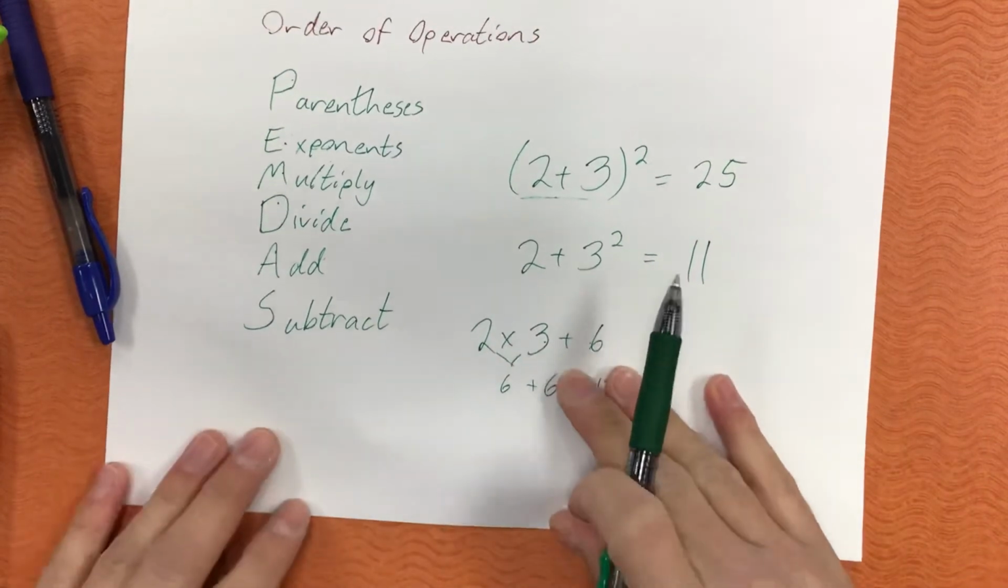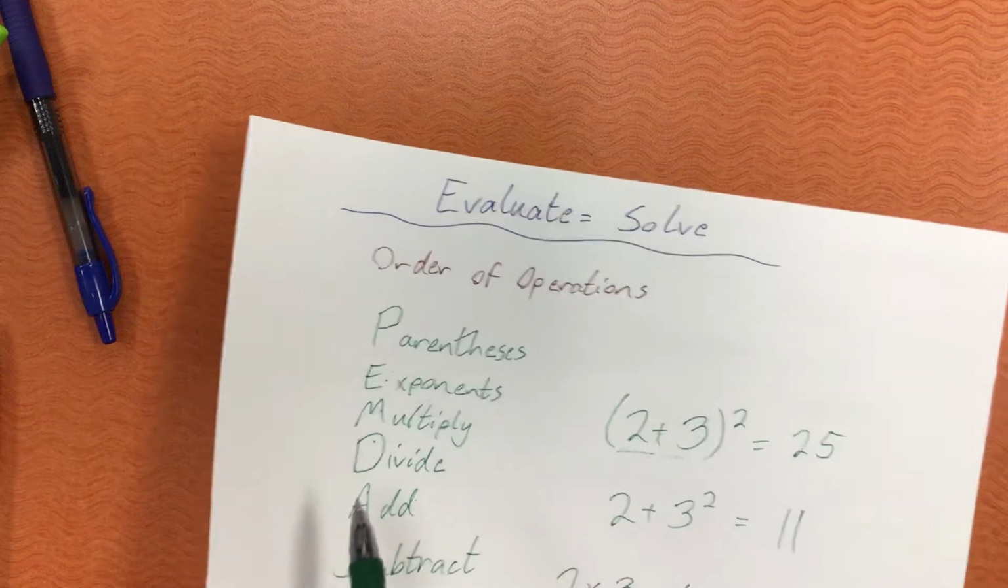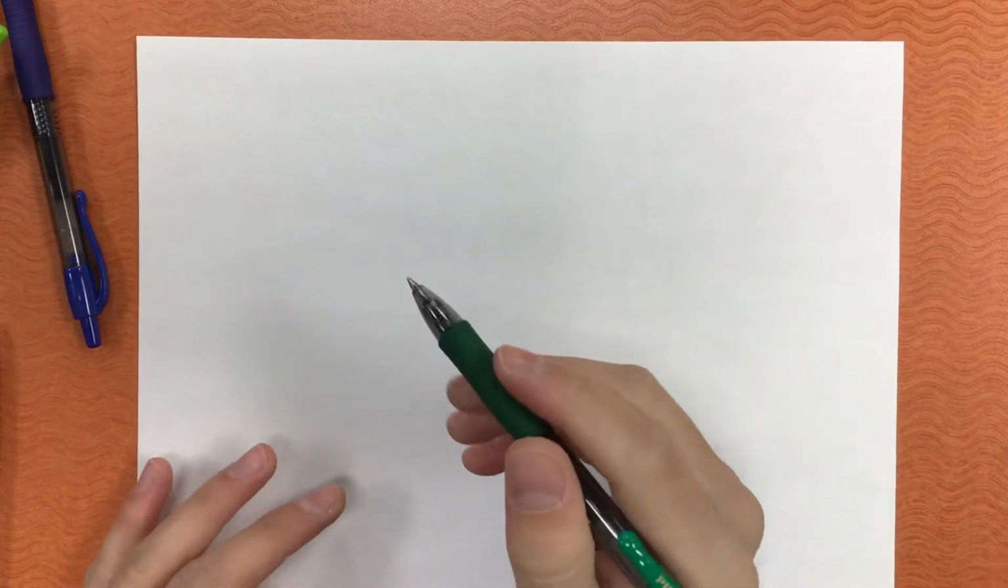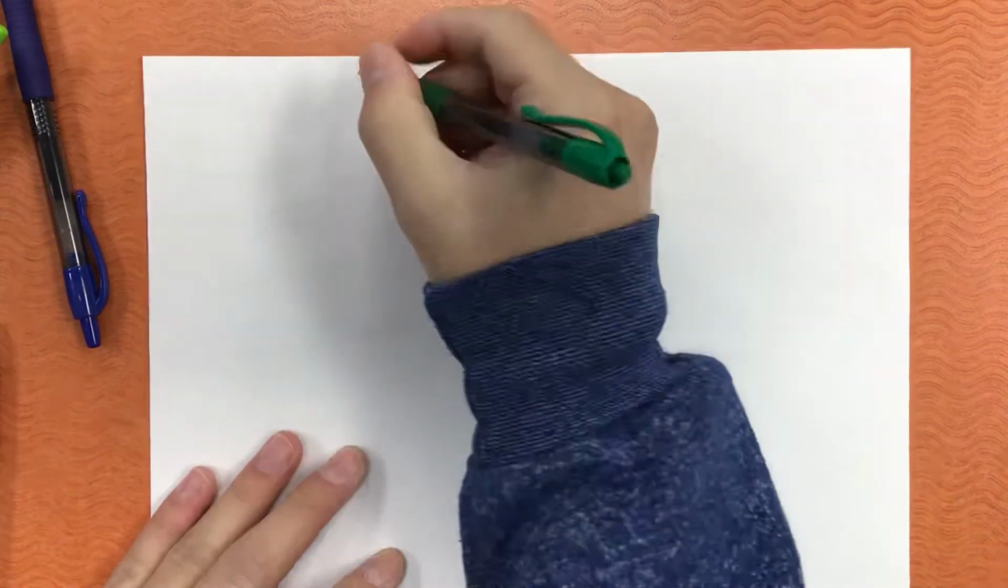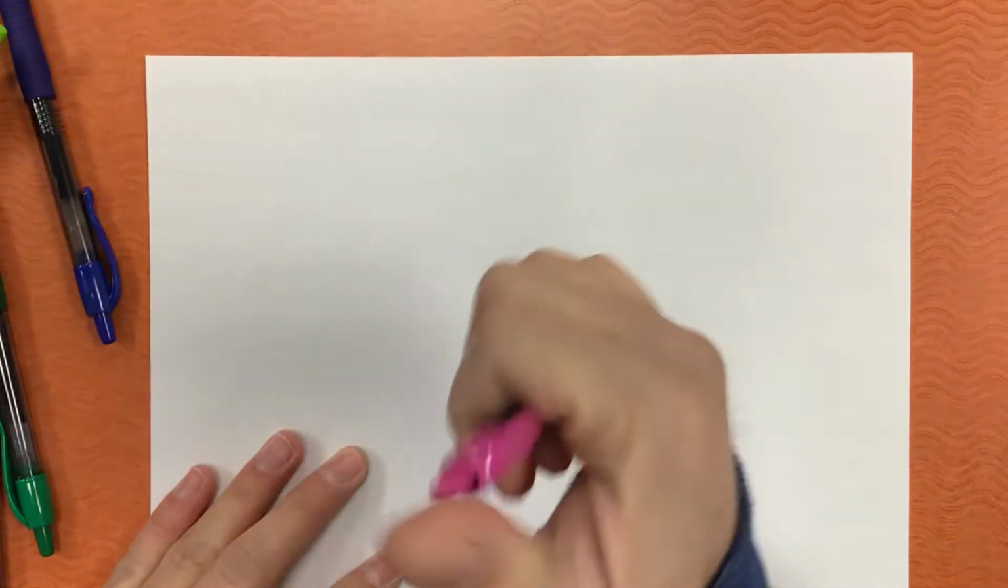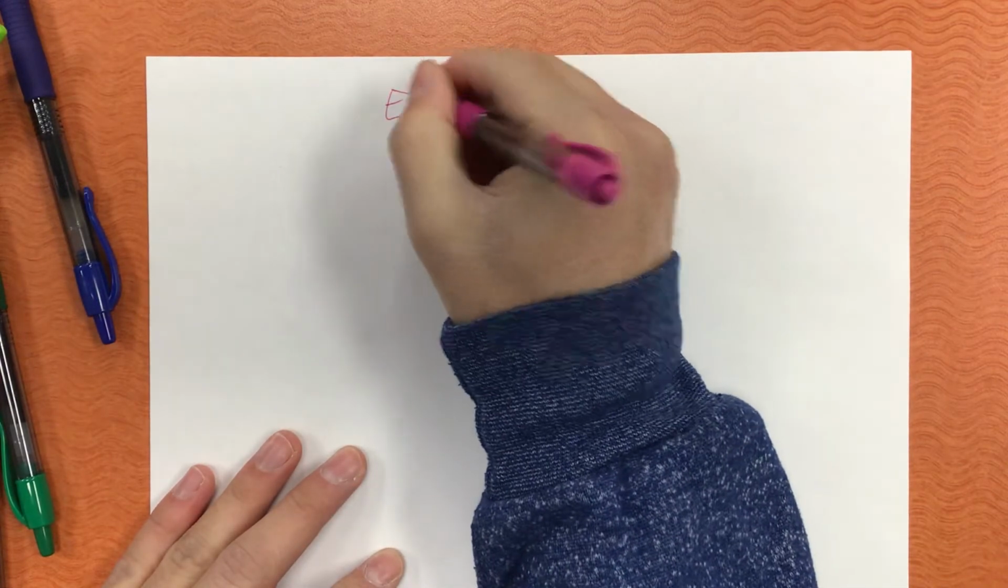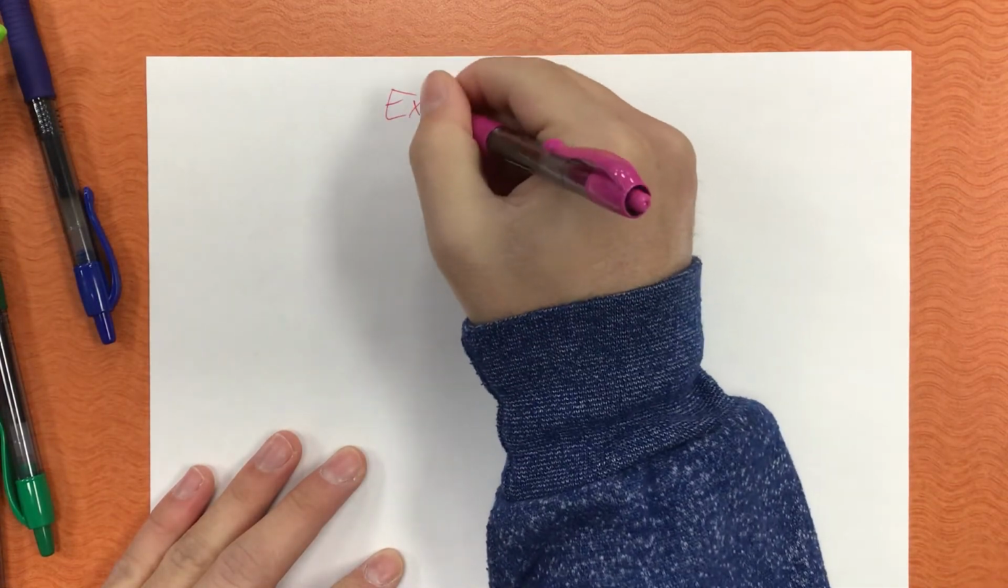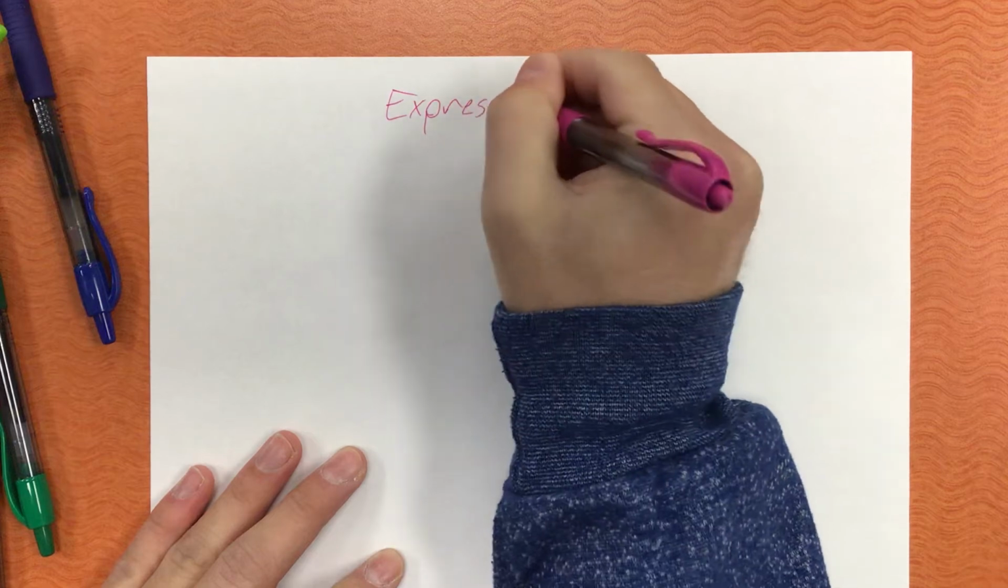All right, now let's get on to what we're doing for the lesson today. We're writing expressions. Now an expression is just a math problem. It's a number sentence. That's how I would define it if I were you guys: an expression is a number sentence.